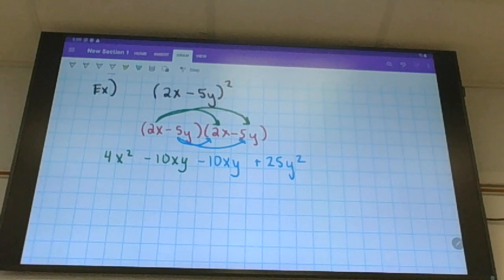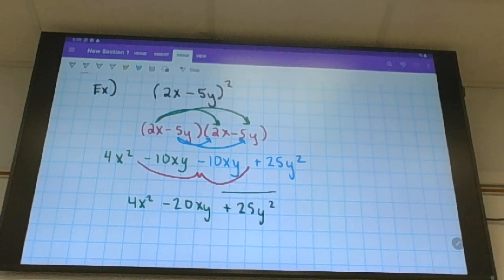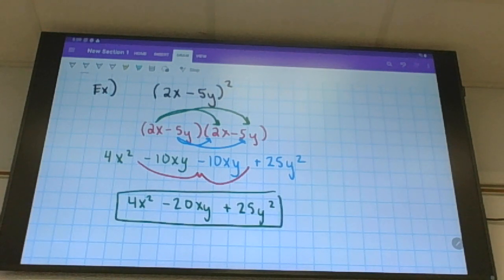When you combine like terms in the middle, you're just changing the coefficients. And this is called a perfect square trinomial because this is considered a perfect square. That's what we call that. And this is a perfect square.